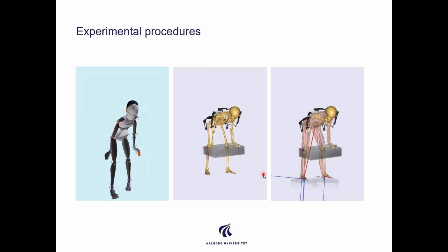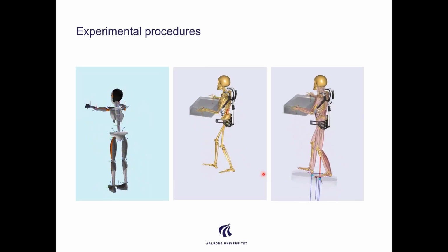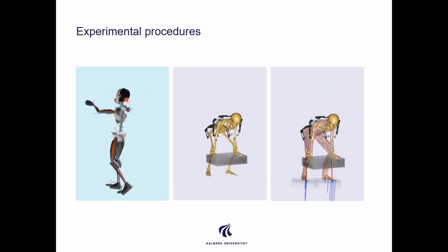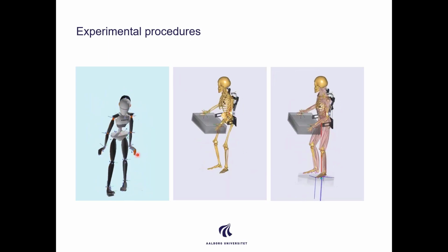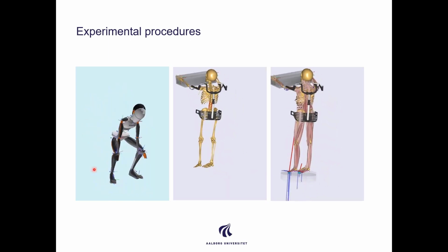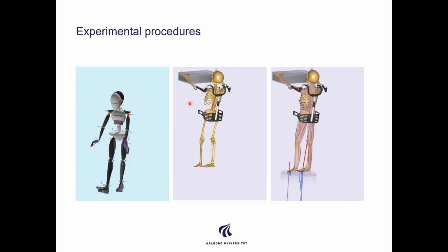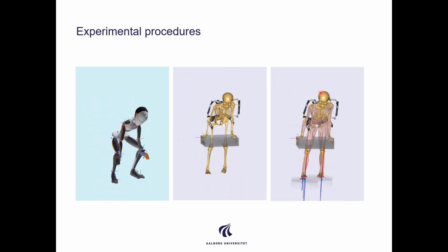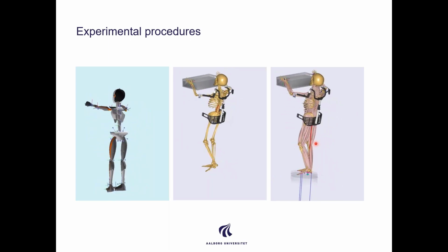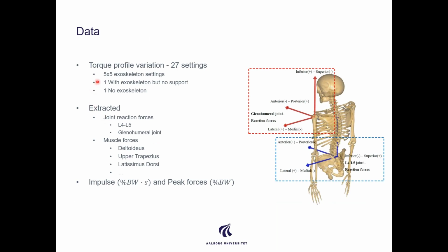So here is a little slide with 3 video recordings or animations of what it would look like. So we had the person performing the actual manual material handling task at the supermarket store, and then we had the kinematic analysis as well as the inverse dynamics analysis over here. So to sum it up, we had 27 different settings that we simulated.